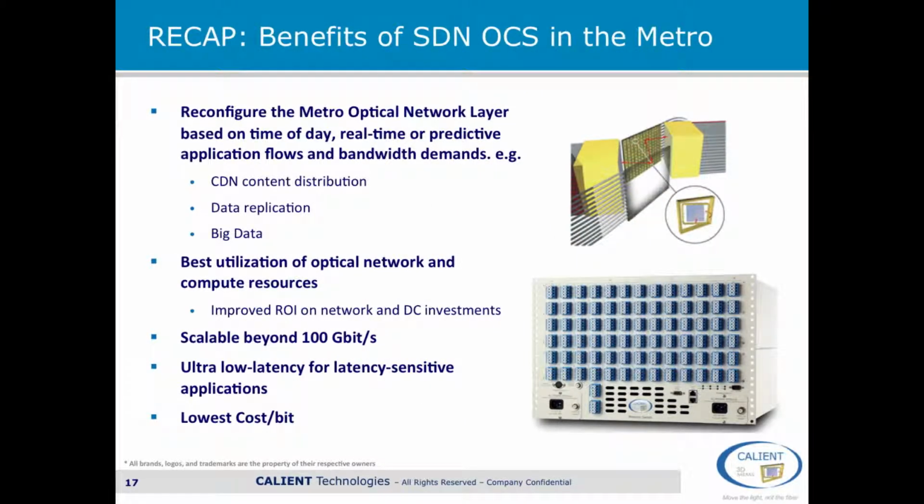Finally, to recap, a virtualized optical layer enabled by SDN allows the data center and the metro networks to be reconfigured on demand to provide the capacity where it's most needed at any time. In the metro network, optical layer reconfiguration is particularly important for data replications and for web applications and big data, where very high bandwidth and low latency are required. Finally, virtually unlimited scalability and lowest cost per bit allows service providers to deliver increased bandwidth and new applications in the most cost-effective way.